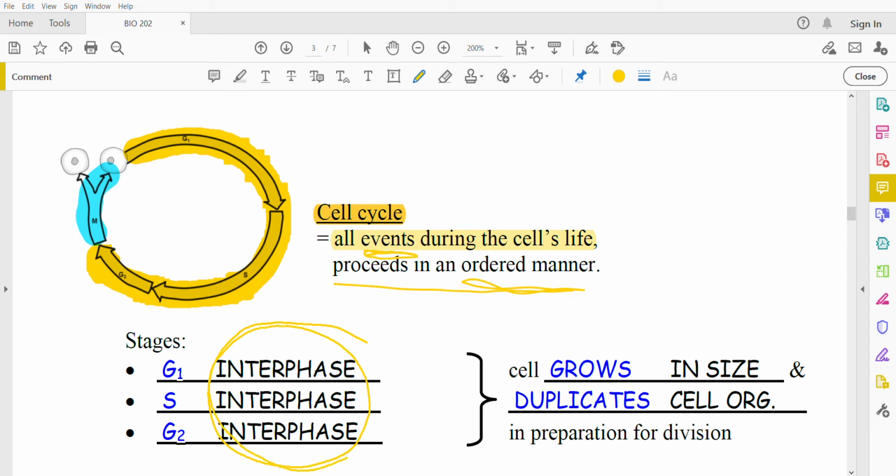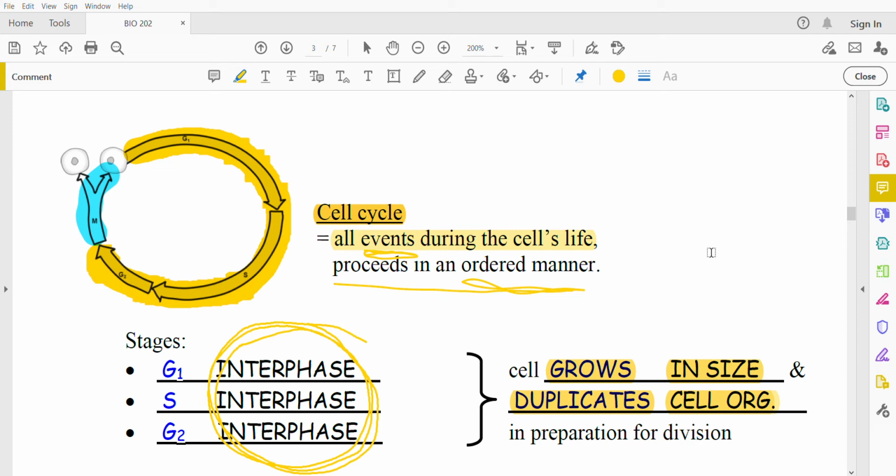Interphase is the part of the cell's lifetime during which the cell grows in size, and in addition, the cell also increases the number of cell organelles within it. So we end up seeing that during interphase, the cell goes through an increase in its size, but also an increase in the number of cell organelles within the cell.